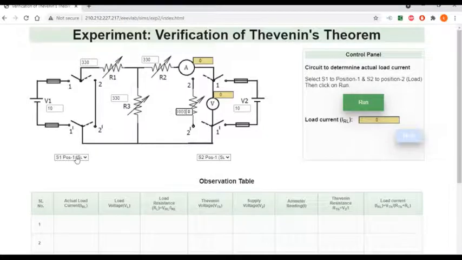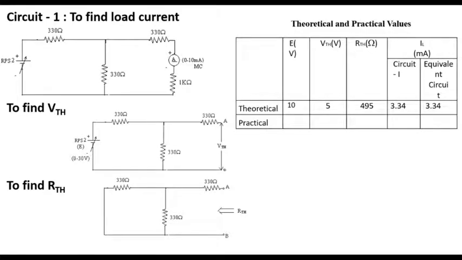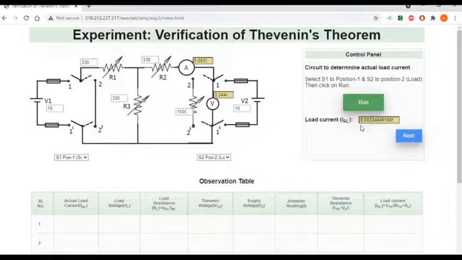Initially, you will connect this to the voltage and this to your load, and you run it. You get 3.34 milliampere. In the initial circuit, we have got 3.34, right? The same value we have got here.